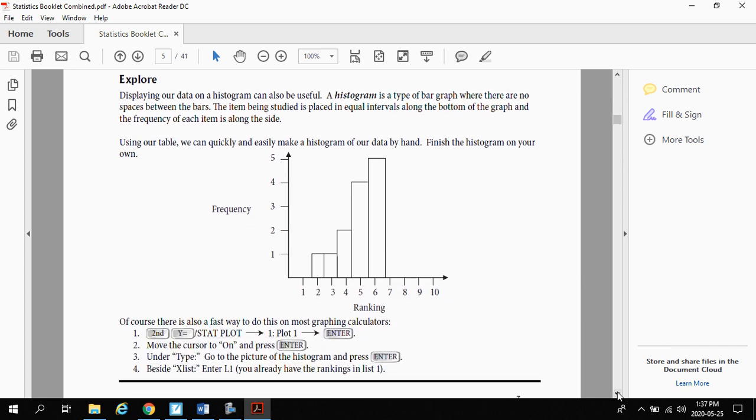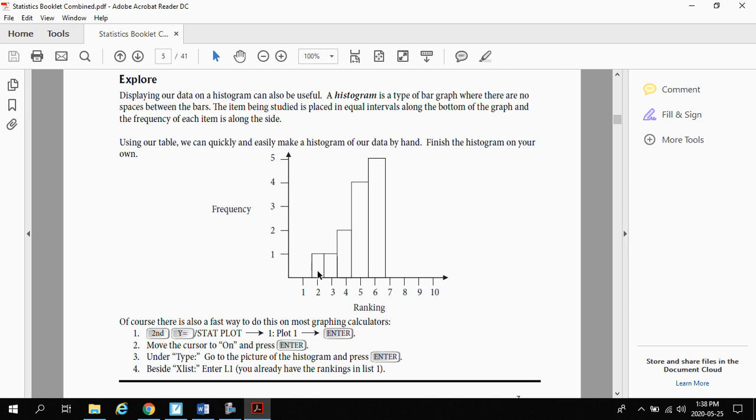So the next one, it says displaying our data on a histogram. So a histogram is a type of graph, the type of bar graph. And what you see is there's no spaces in between the bars. So the item being studied is placed in equal intervals along the bottom of the graph, and the frequency of each item is up the side. So here we have ranking along the bottom, so we could have ranking of 1, 2, 3, 4, 5, 6, 7, 8, 9, 10, and the frequency of each of those rankings up the side.